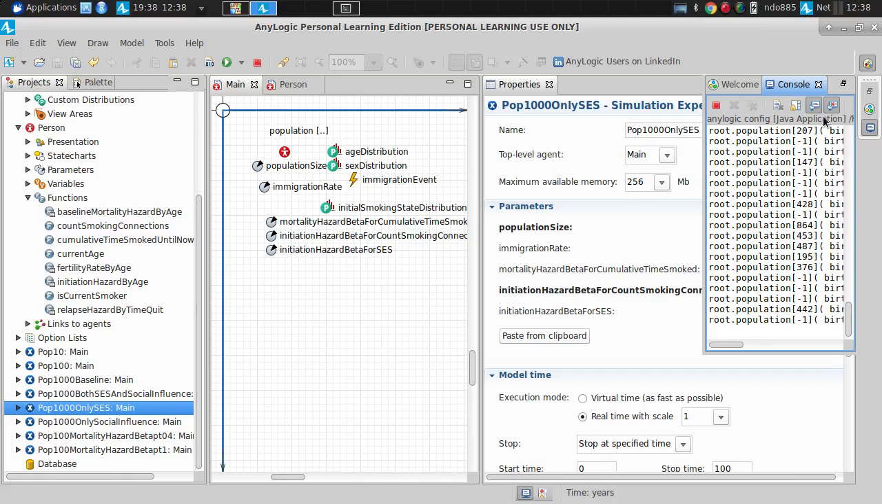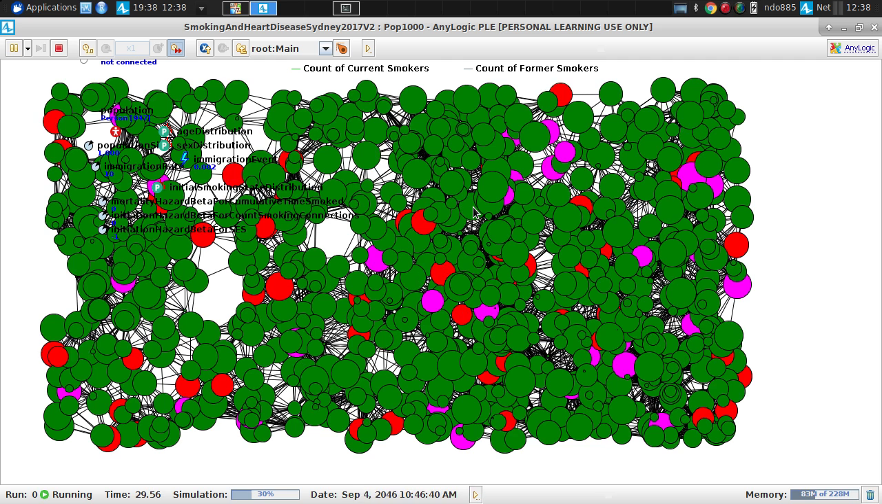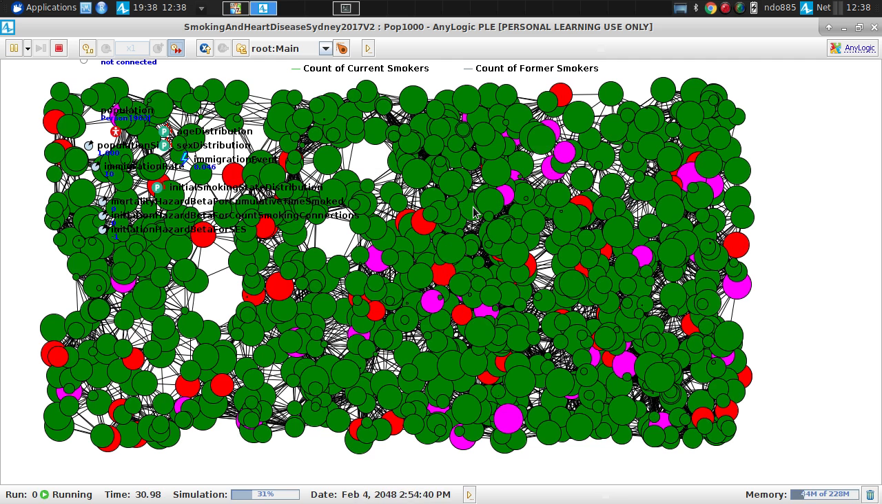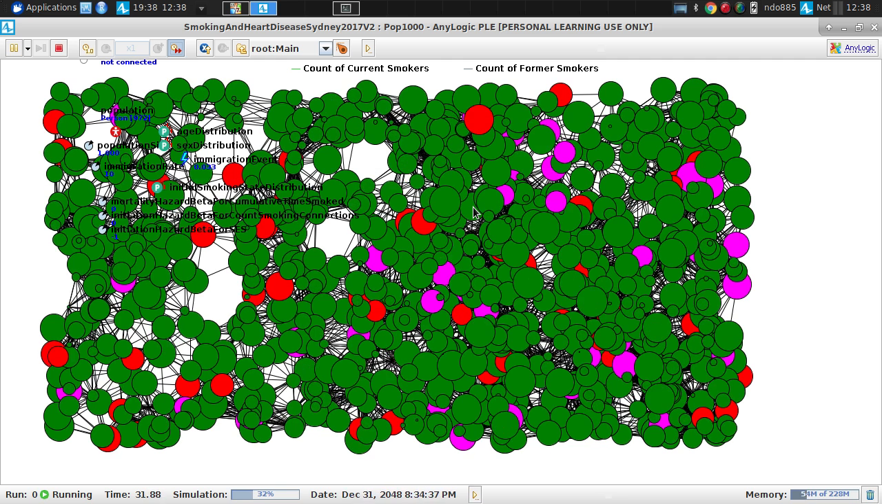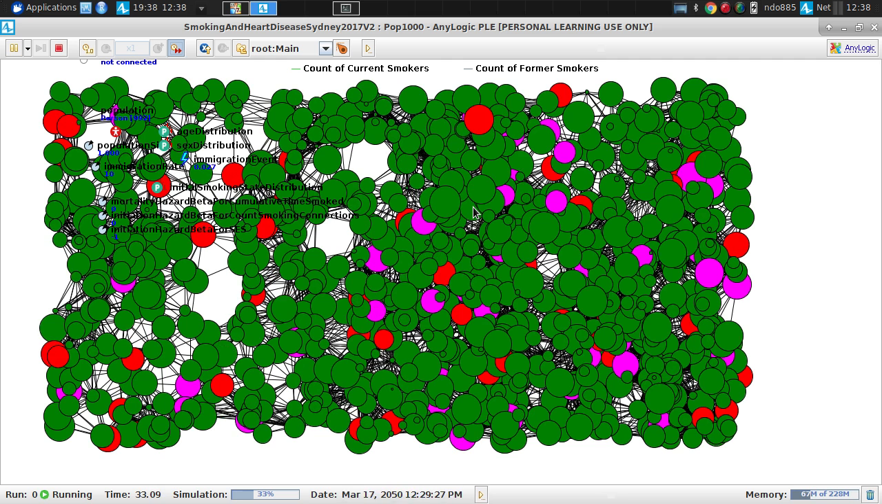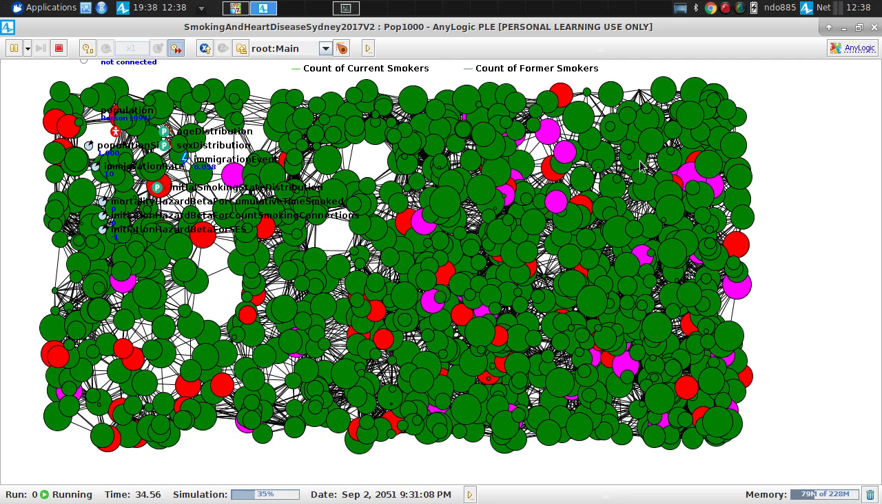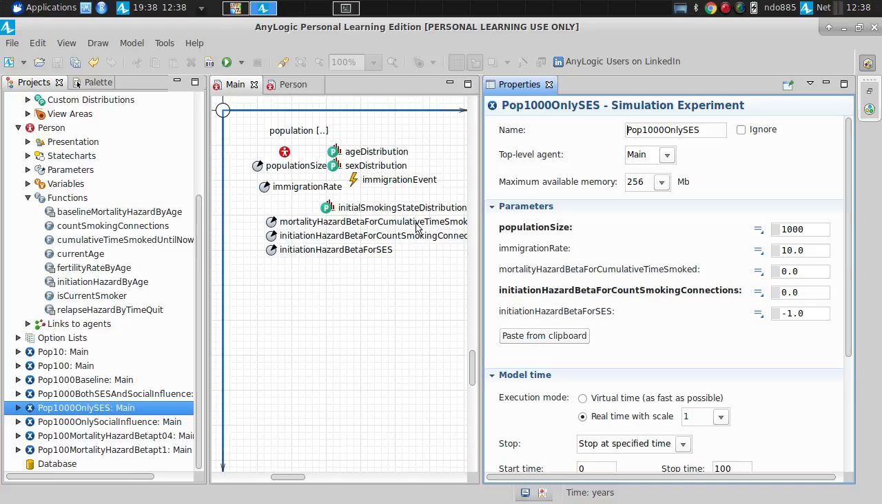Let's try this. Population's increasing, the higher SES. The population is increasing, the higher SES, yes. People are coming into the higher SES population. Okay, so that's a confounder here. There's people coming in who carry with them certain status. How would we control for that?